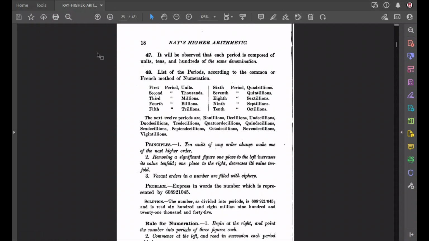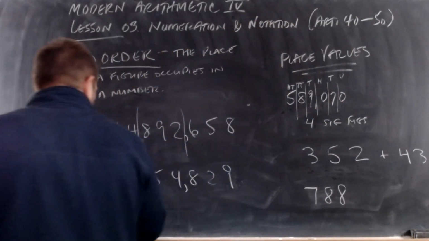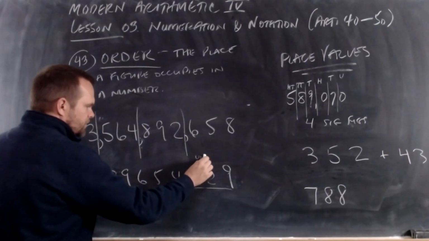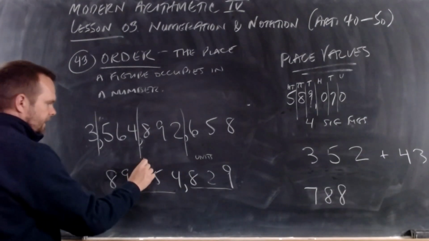In Article 47, we read, it will be observed that each period is composed of units, tens, and hundreds of the same denomination. So every period contains units of the same denomination. This period here, the first period, is called the units period. The second period is called the thousands period.